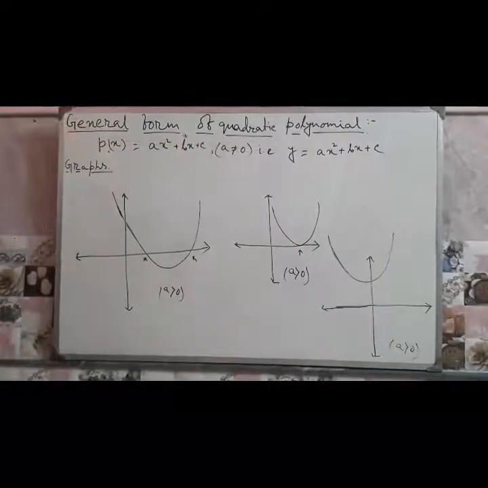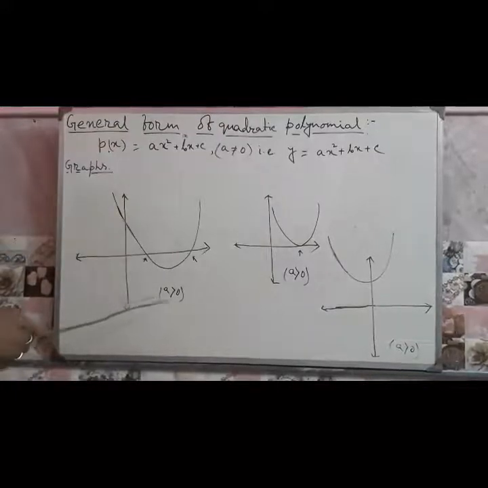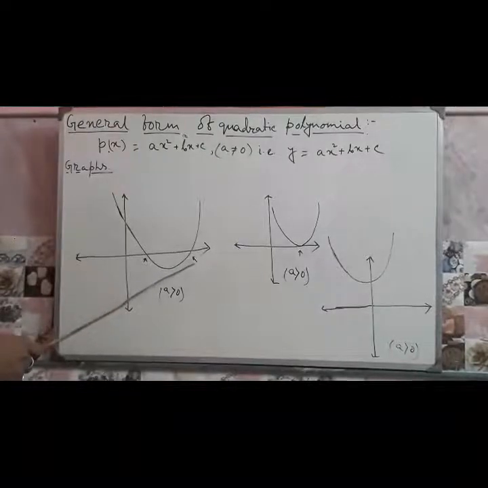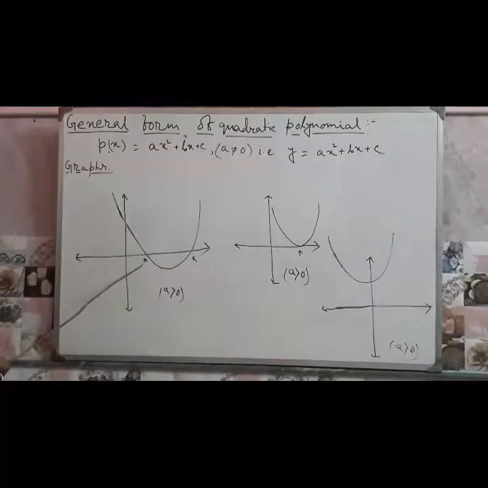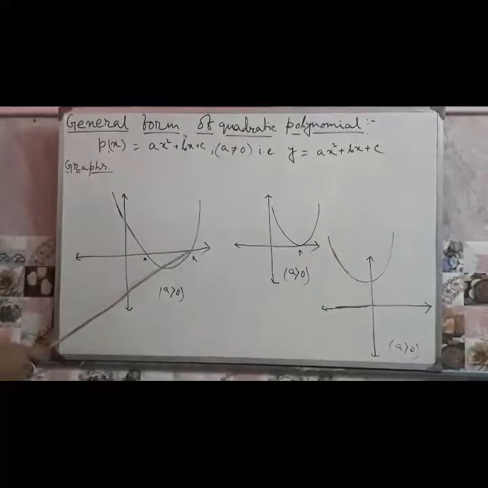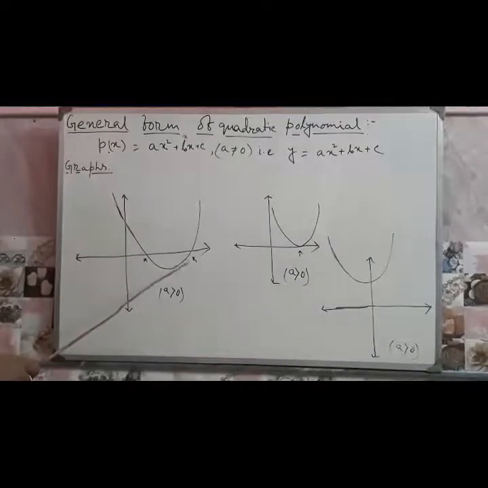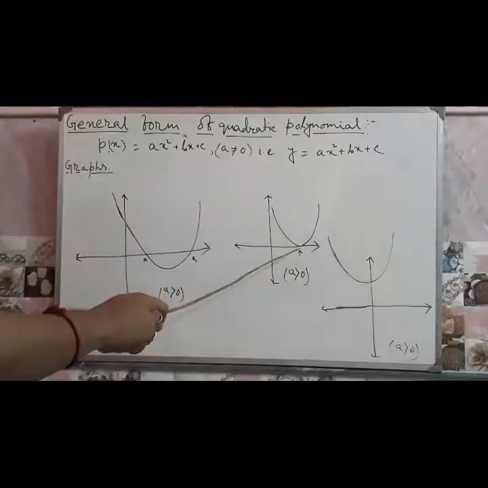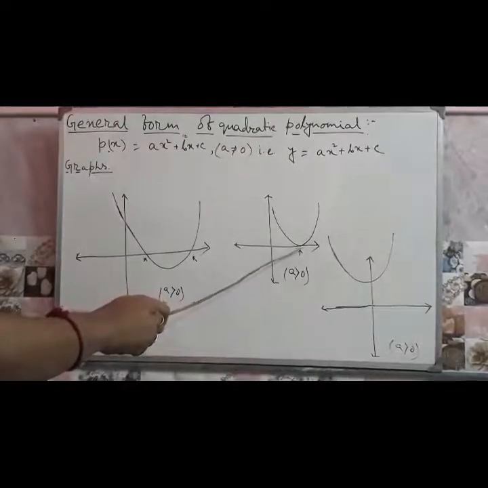Now see the graphs. If a is greater than 0, that means the graph will be like this. You see, this graph intersects the x-axis at 2 points. Why 2 points? As a quadratic polynomial has 2 zeros. Here you see 2 distinct zeros. These 2 zeros are different. But here you see these 2 zeros coincide. That means 2 zeros exist, but both these 2 zeros are the same.